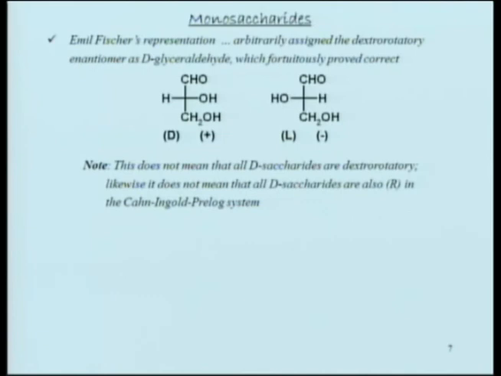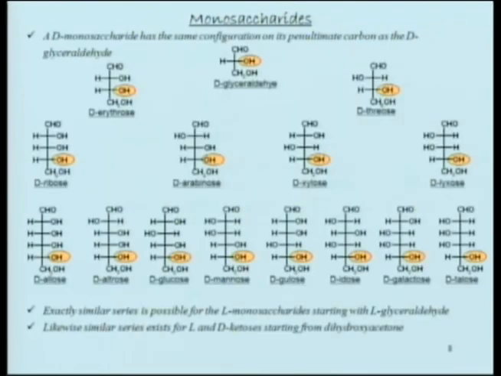Okay, so this is the Fischer projection. It turns out that D-glyceraldehyde is actually positive. And it turned out to be fortuitously correct. It could have been opposite, but Emil Fischer had arbitrarily assigned it, and obviously he won the Nobel Prize for elucidating the structure of so many sugars. All right, so this is what I mean by that carbon, the chiral carbon which is furthest away from the aldehyde. So this is glyceraldehyde, right? And this is the D series. Why? Because the OH is on the right hand side.